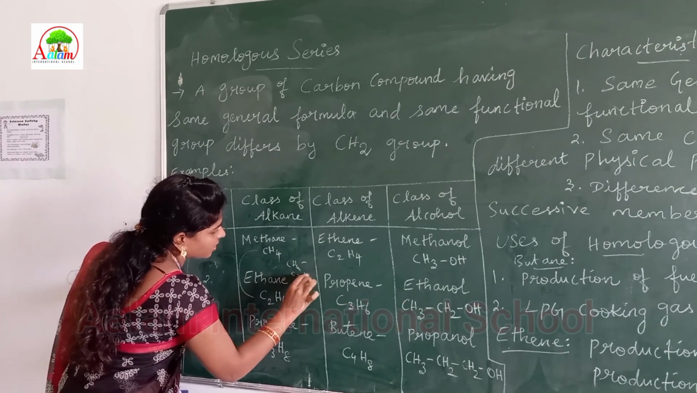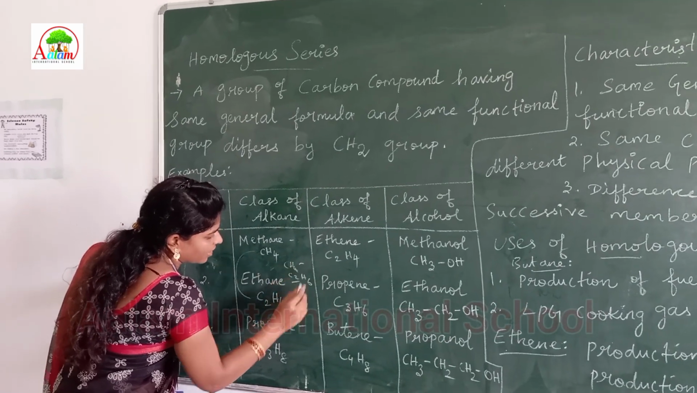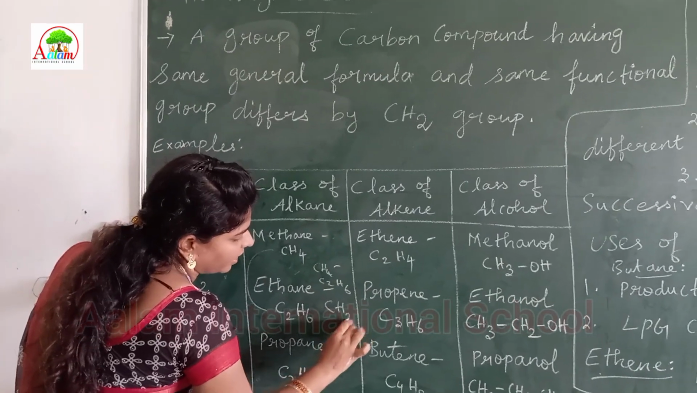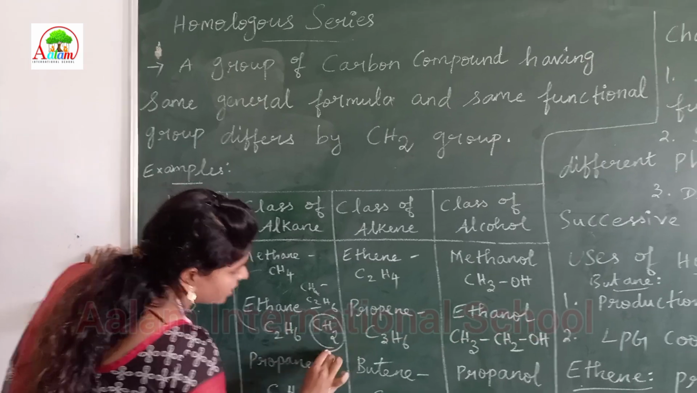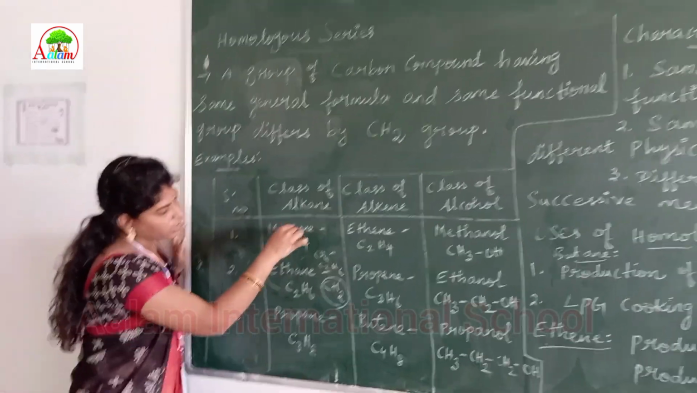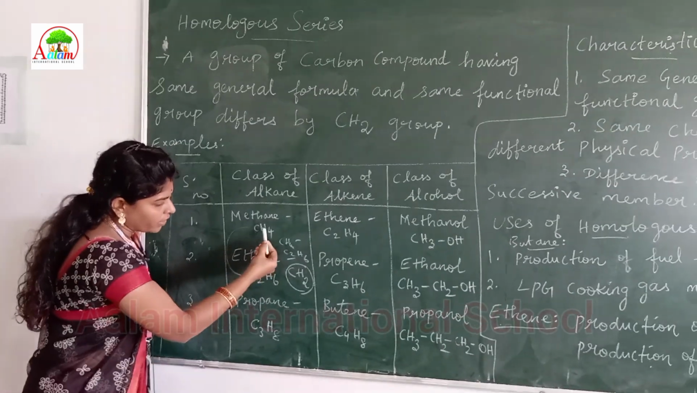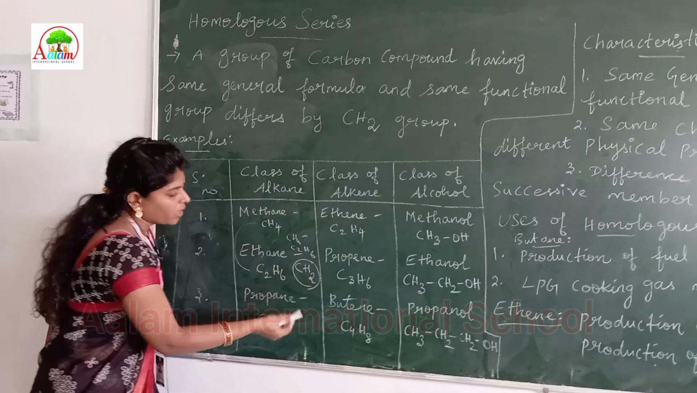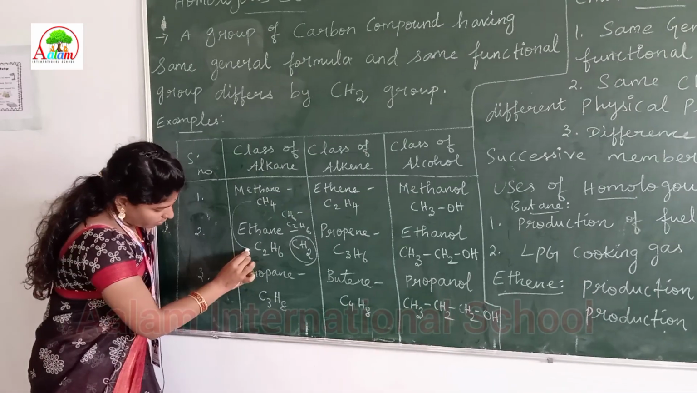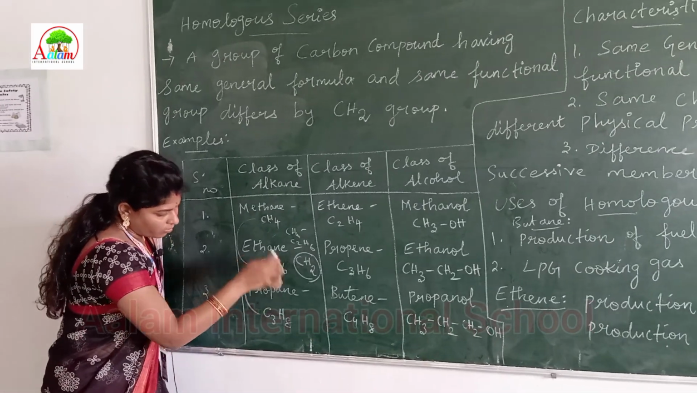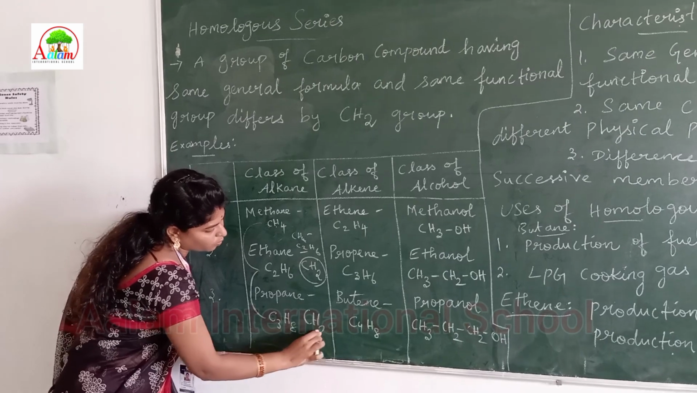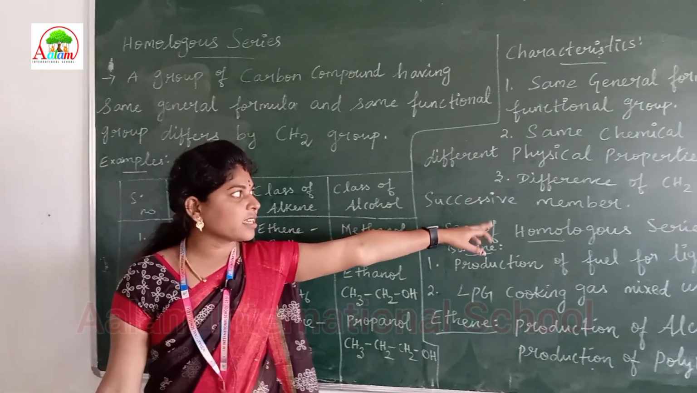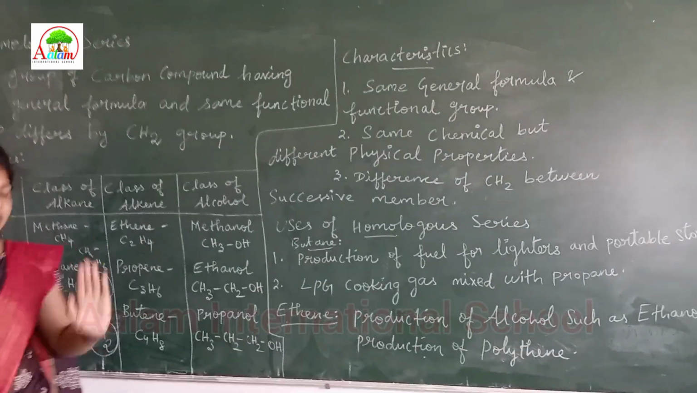C2H6 minus CH4: from C2 minus C, we will get one more C. From H6 to H4, if you subtract, we will get CH2. This is the difference between the successive members of the class of alkane. If we take the difference from one member to another, we will get the group called CH2. Again, if we take the difference from propane to ethane, we will also get the same CH2. So that only I have discussed here in the characteristics.